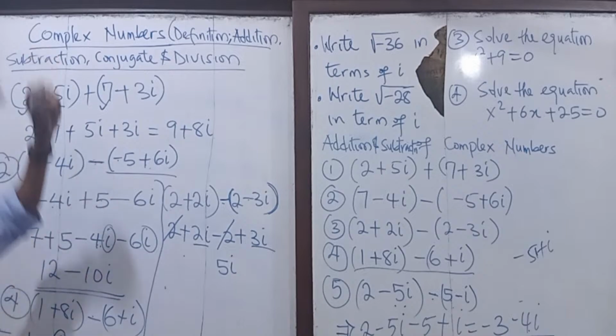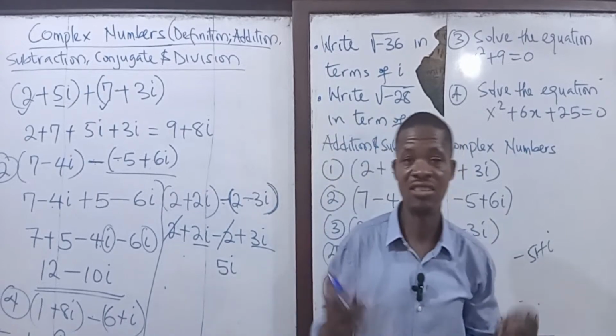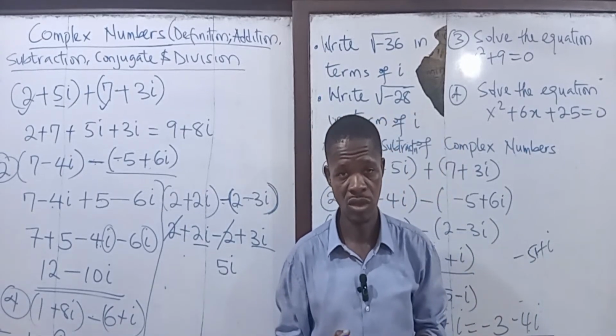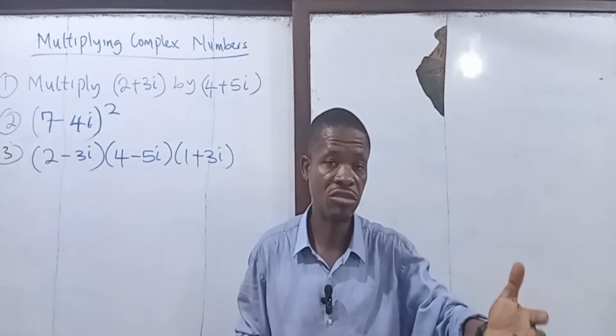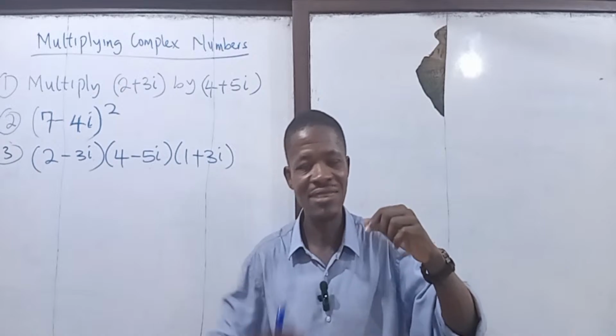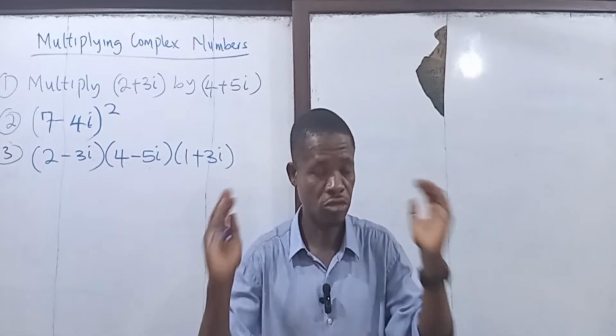The next thing to do now is to look at the multiplication. Multiplication in complex numbers: how to multiply two complex numbers. We're looking at multiplications in complex numbers, and then the conjugates and divisions of two complex numbers, and a lot more with a lot of questions.